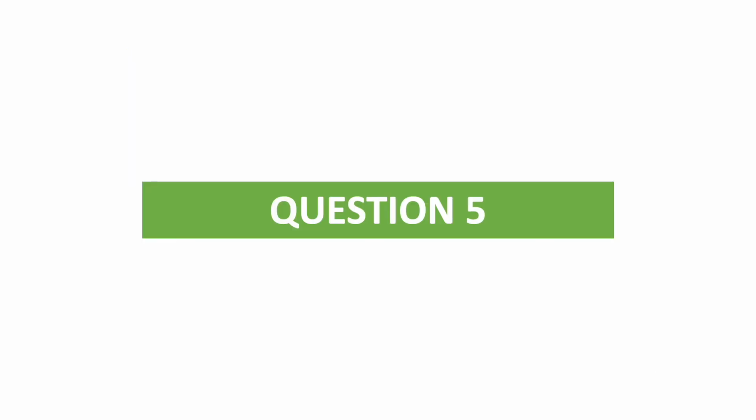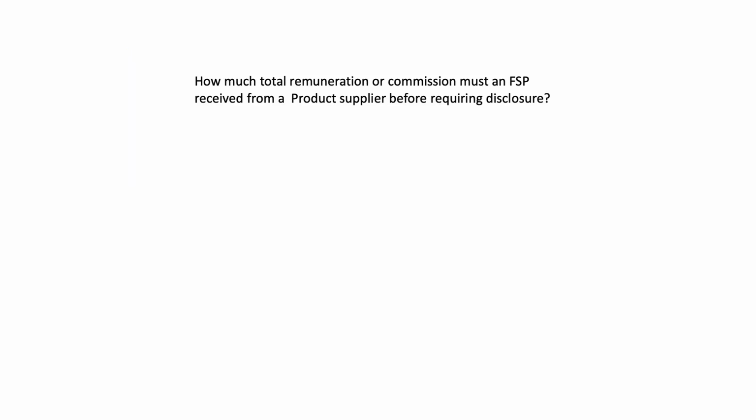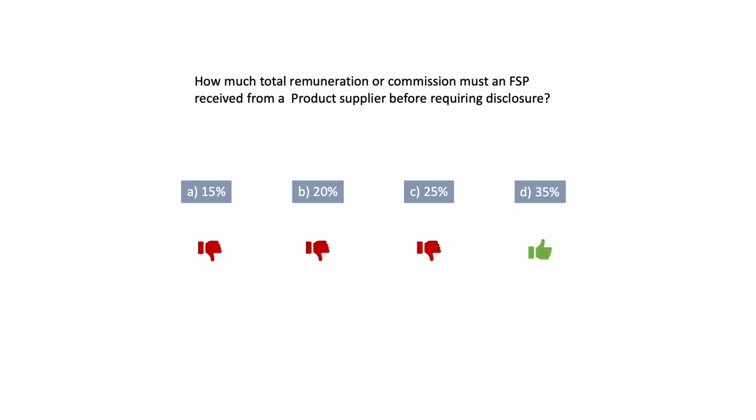Question 5. How much total remuneration or commission must an FSP receive from a product supplier or product provider before requiring disclosure? A. 15%. B. 20%. C. 25%. D. 35%. The correct answer is option D.